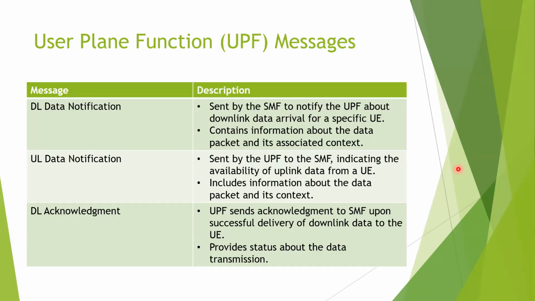So some messages that could come in the UPF: first, a downlink data notification. It's sent by the SMF to notify the UPF about downlink data arrivals for a specific UE, and it contains information about the data packet and its associated context. Then there's going to be an uplink data notification as well, but it's the same thing, except instead of the SMF sending it, it'll be the UPF sending it to the SMF, indicating the availability of uplink data from the UE. And this includes information about the data packet and its context as well.